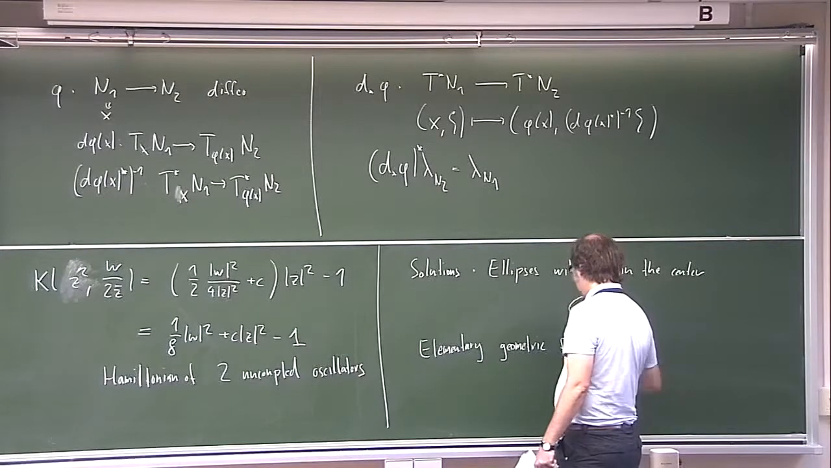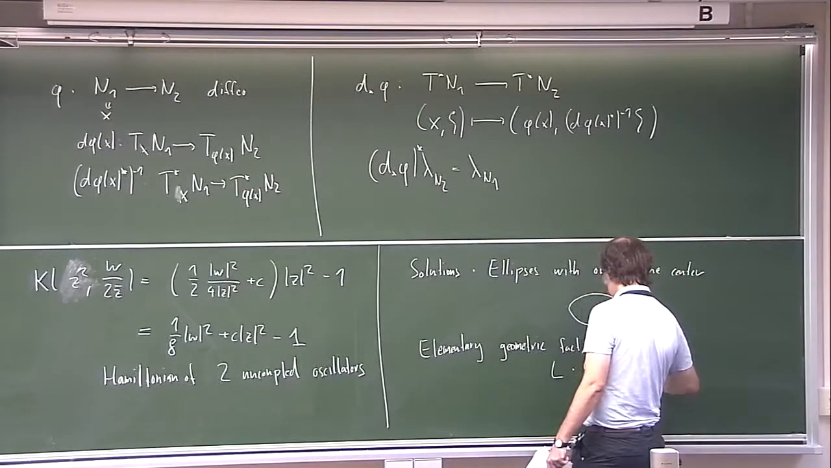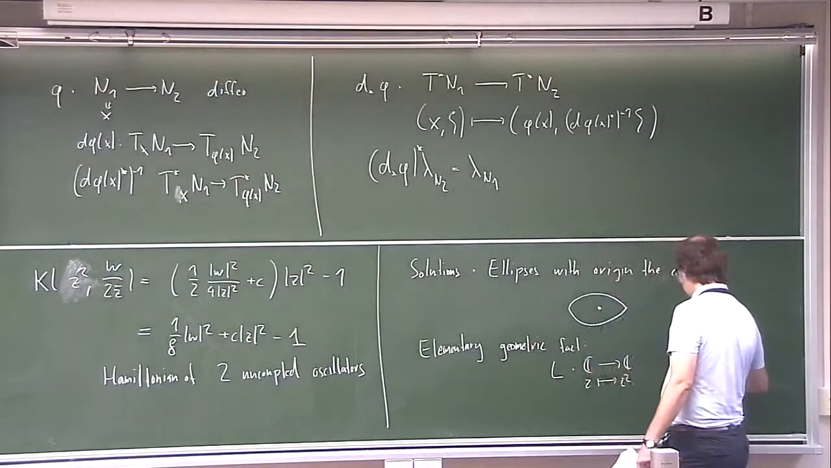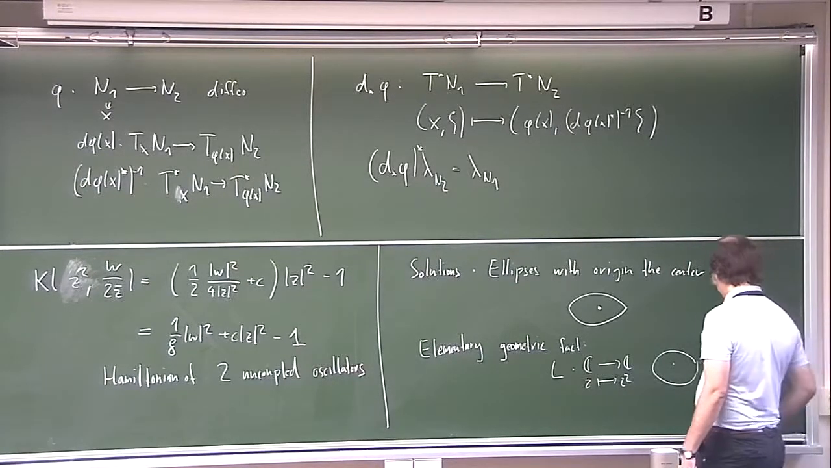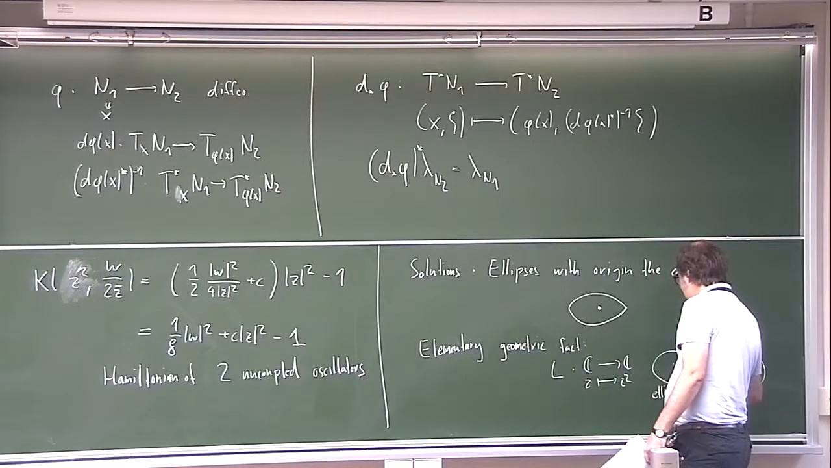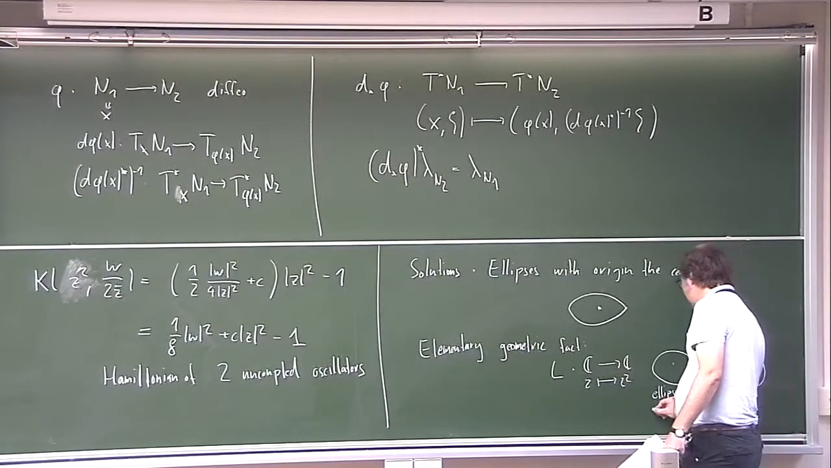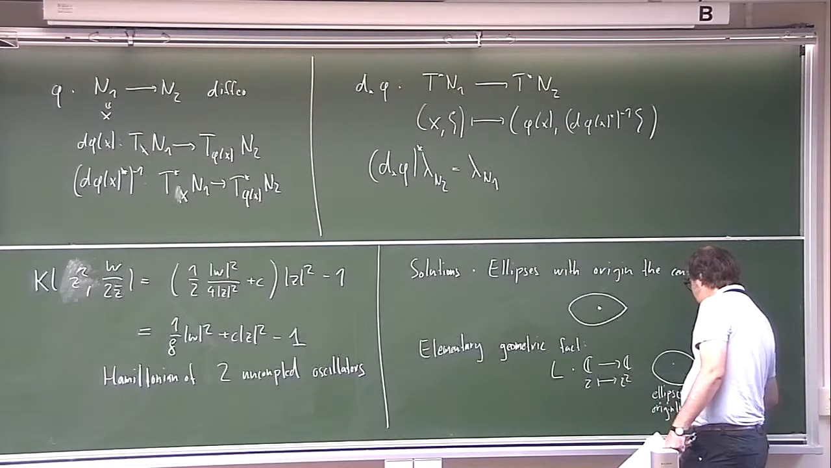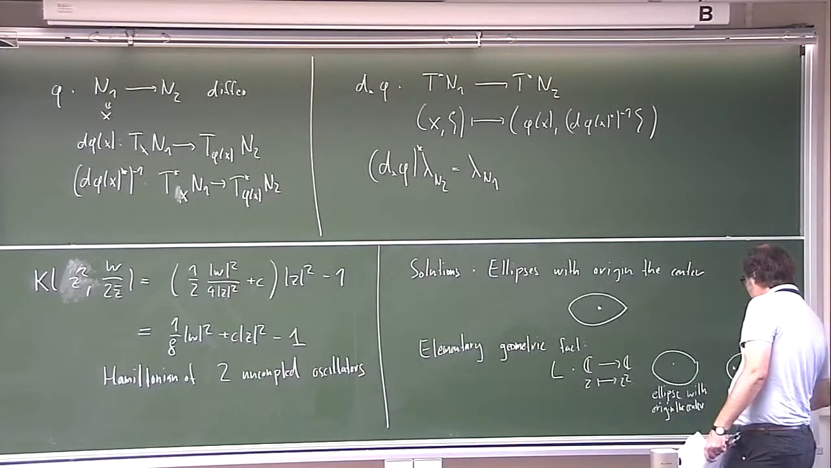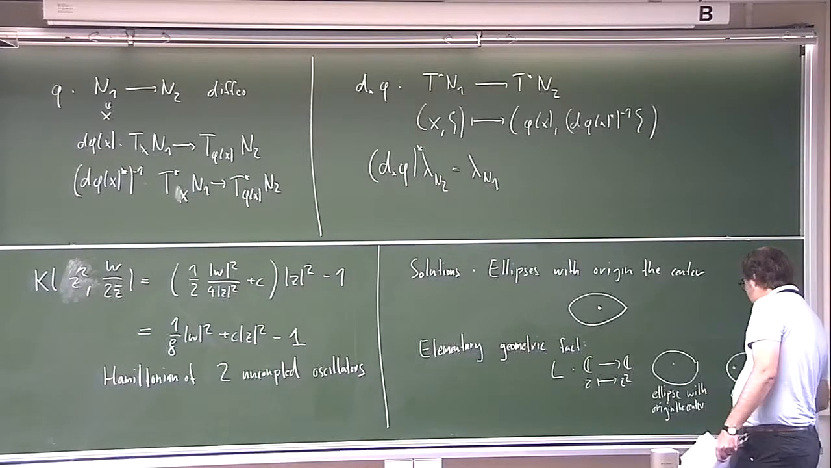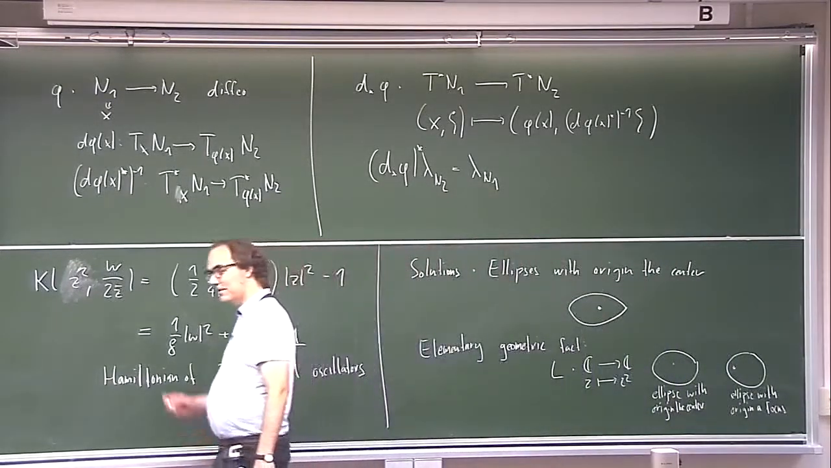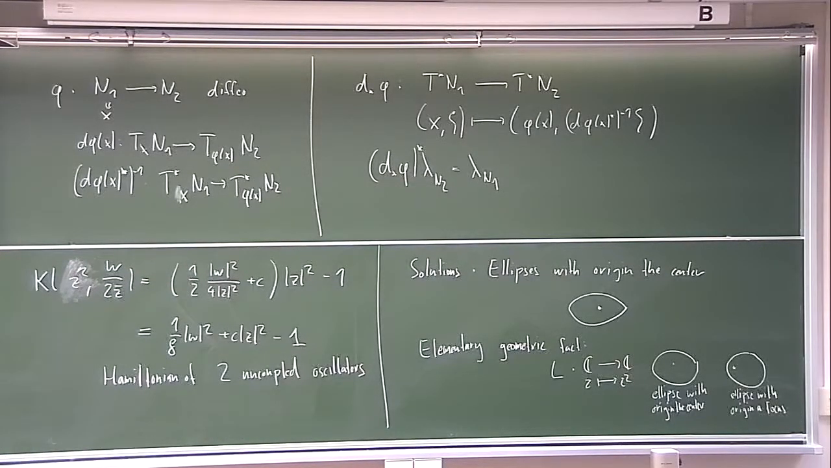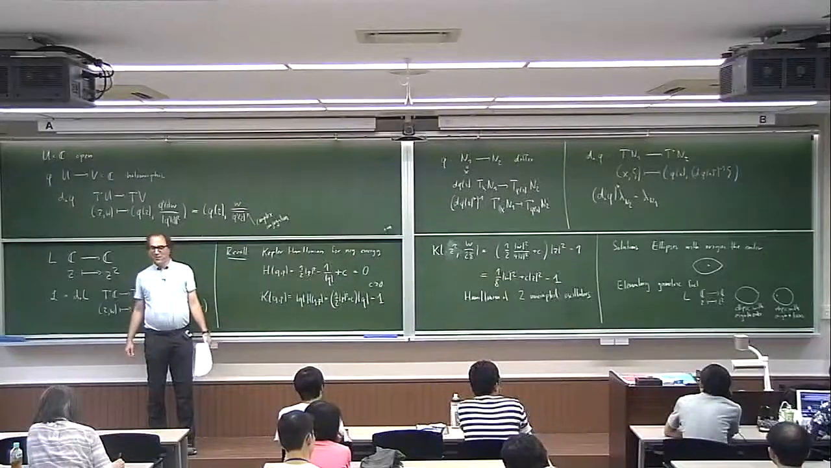In fact, so this L from C to C, Z goes to Z square, this maps this kind of ellipses: ellipse with origin in the center to ellipse with origin focus. That's how Newton solved the Kepler problem, quite geometrically.